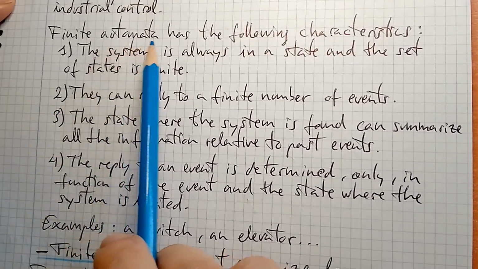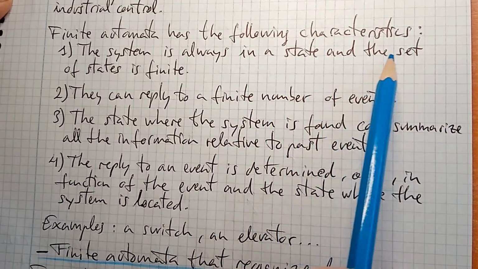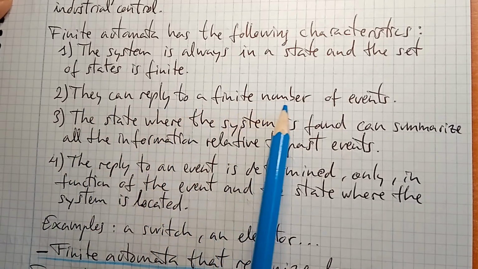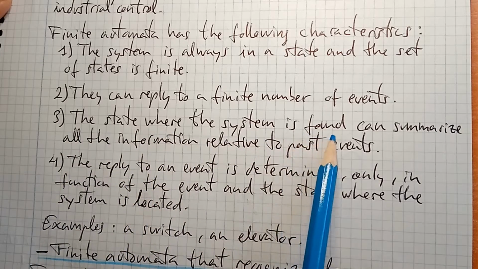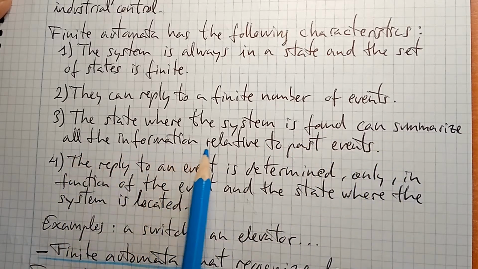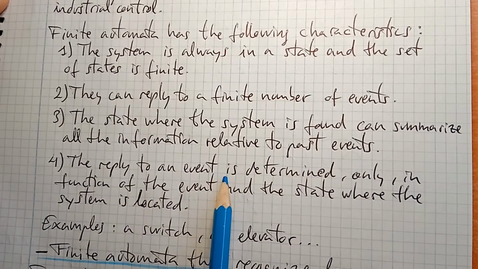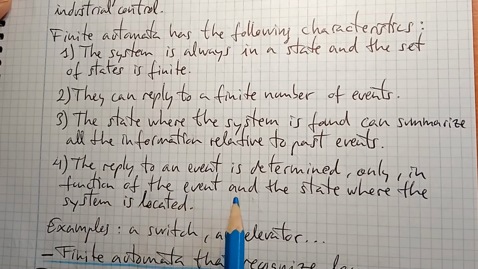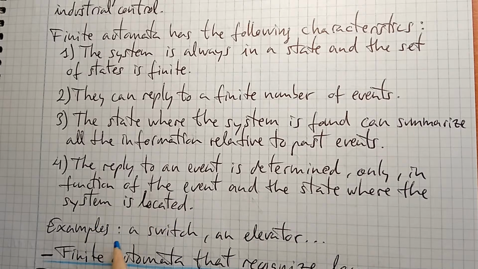Finite automata have the following characteristics. The system is always in a state, and the set of states is finite. They can reply to a finite number of events. The state where the system is found can summarize all the information relative to past events. The reply to an event is determined only in function of the event and the state where the system is located. For example, a switch or an elevator.